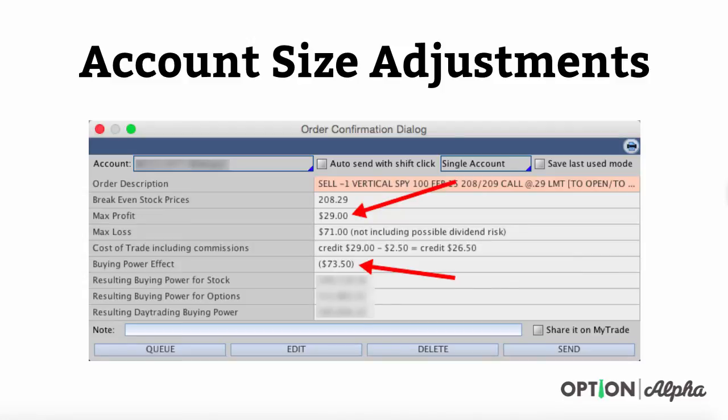So let's actually go over just an example of just a regular order that we would actually make. So this is a vertical credit spread in SPY, selling the 208-209 call spread for a $29 credit. So we could take in a $29 credit on this trade, and our risk would be $71. So this is an example of just a one lot trade. So you would obviously scale up this trade if you needed to match your account size based on the different charts and tables that we'll show you in the next slide.